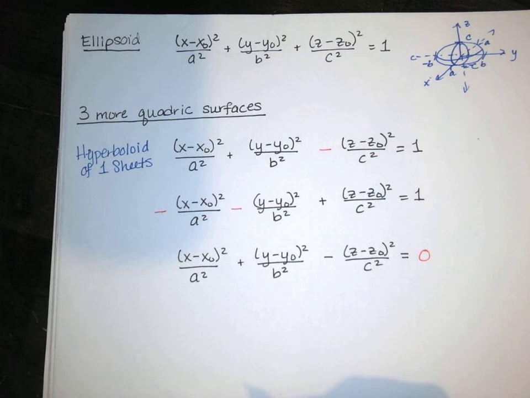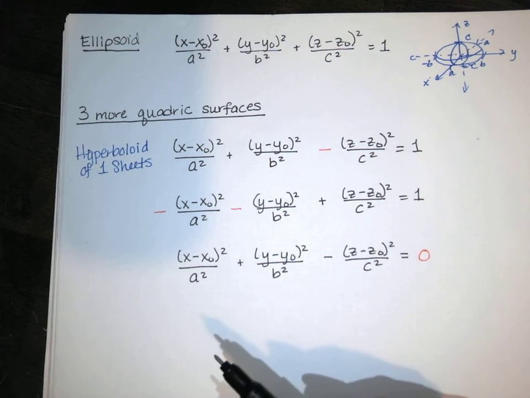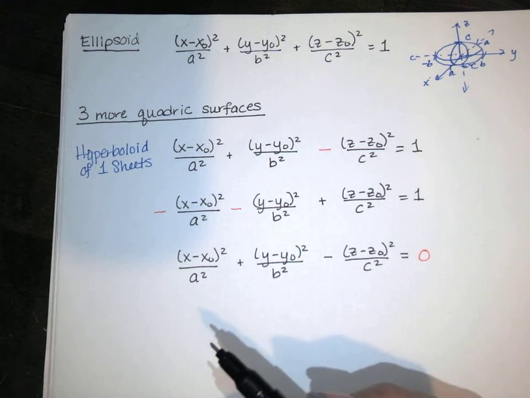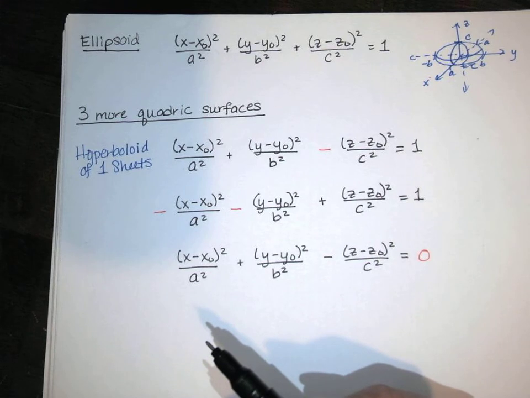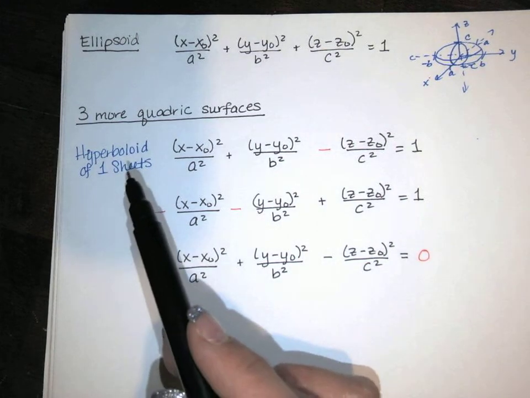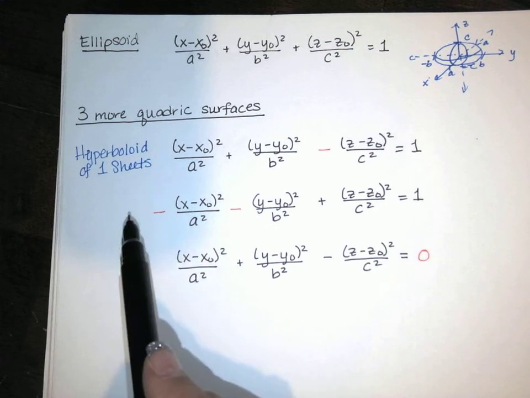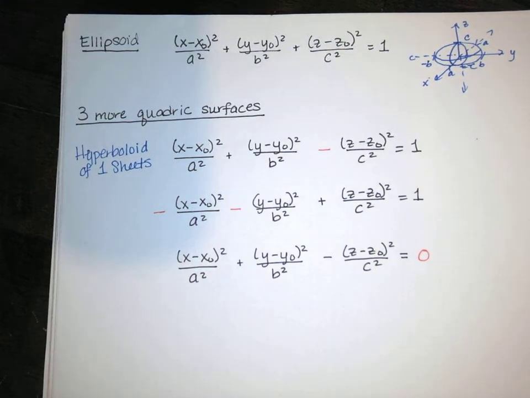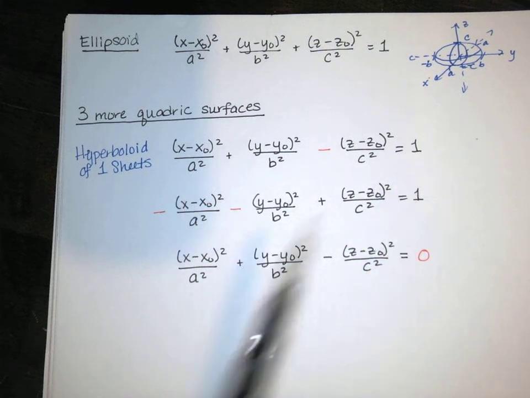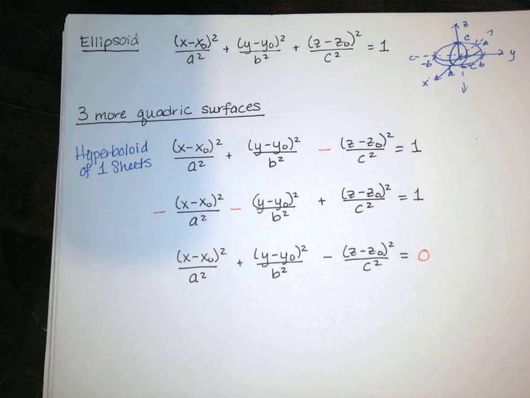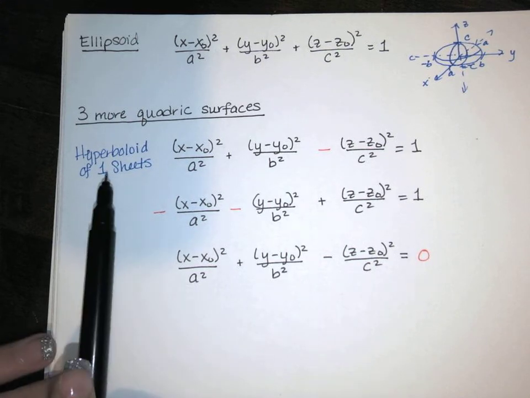Now, for simplicity, in this video, we're going to center our surfaces at x naught, y naught, z naught equals 0, 0, 0, just to make it very simple to see the basic shape of a hyperboloid of one sheet, and this other type and this other type. In another video, I will show you how to take an equation that does not quite look like this and complete the squares so that we can find out exactly what type of surface we have.